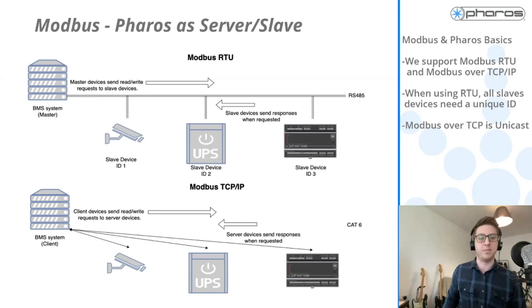So in terms of how the setup works, you have your BMS system, as I've said, the master client device in this setup. This will send out read-write commands, to read data back from Pharos or write data to Pharos. Once it's done that, it can obtain information from us, or it can write information to us in order for us to then go off and run a routine. So effectively, when it's writing data to us, it will be triggering us. When it's reading data from us, it will be querying us and getting information back. Pharos, in this scenario, is the slave or server device. However, there is also the option to make Pharos the master or the client device.